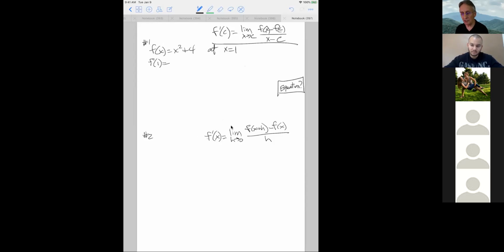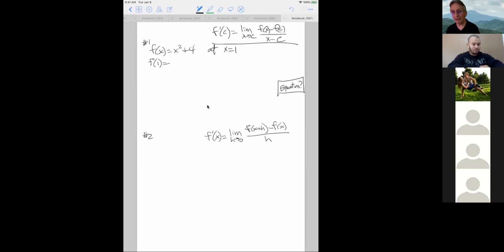And sometimes, for instance, if we have a line, the derivative is the slope. For a line, the derivative is always the same. It's whatever the slope is. If you've got y equals 2x plus 1, m is 2. That means the slope is 2 for the entire graph.